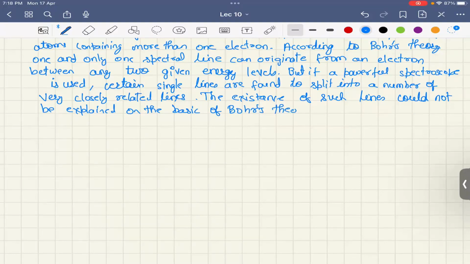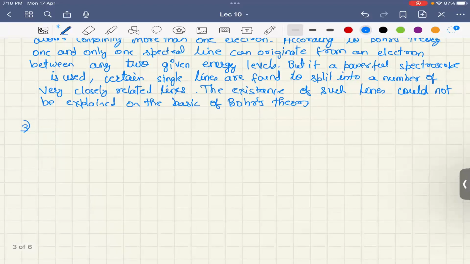The third drawback of Bohr's model was that Bohr's theory failed to account for the effect of magnetic field on the spectra of atoms or ions. It was observed that when an atom emitting radiation is placed in a strong magnetic field, each spectral line is further split into a number of lines, and this phenomenon is known as Zeeman effect, right? So it could not explain this Zeeman effect.